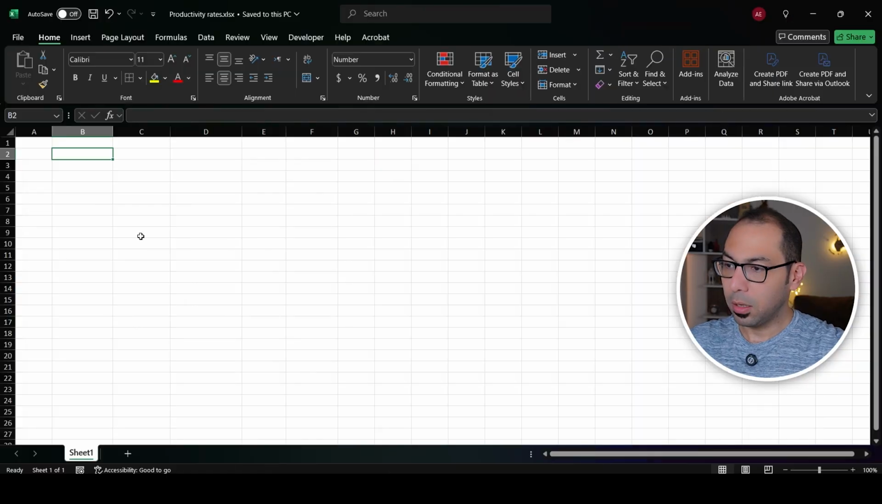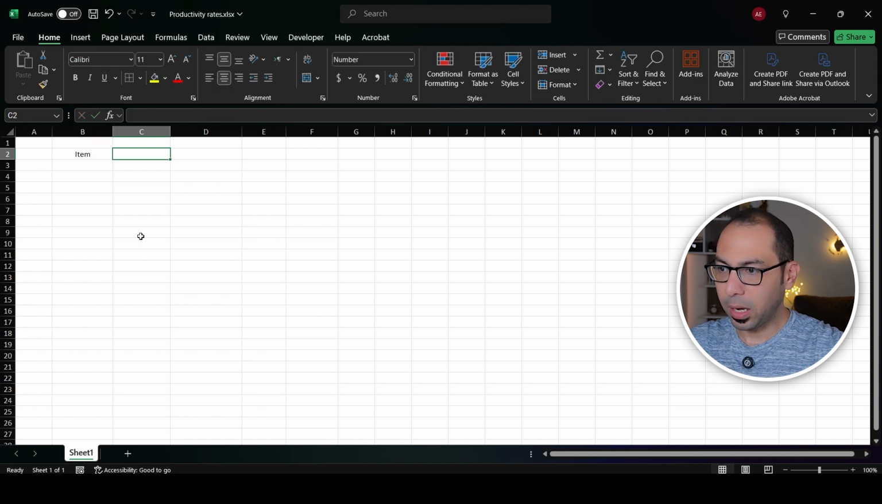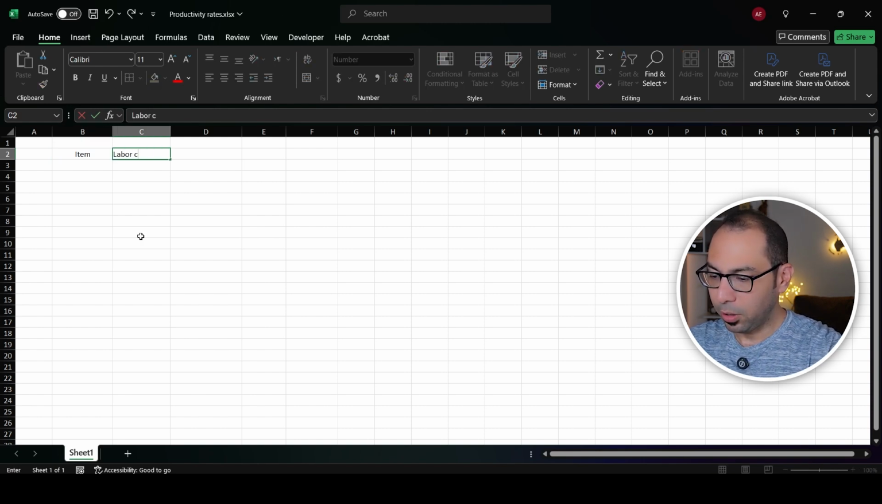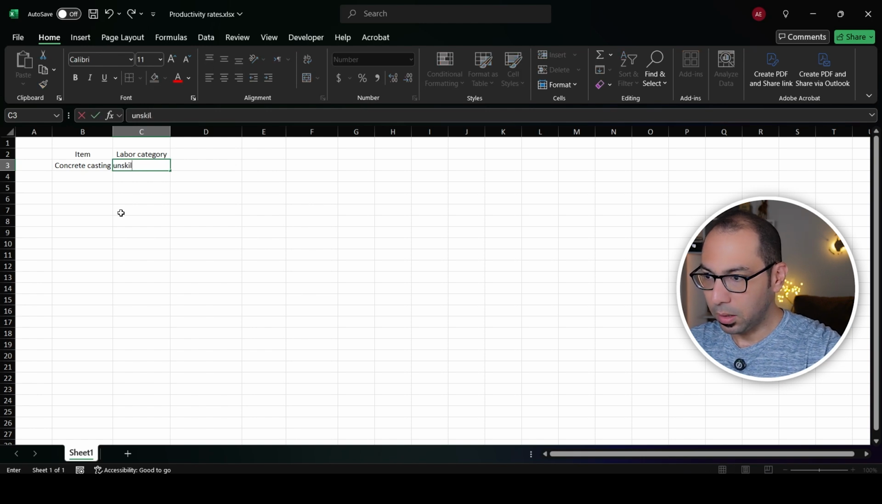So as we can see here on the screen, I am going to write here item. This is the item or the work that I am going to be doing, and what labor categories I need for this item. So labor category. The first item, let's start with concrete casting. And let's say for the concrete casting, I need unskilled laborers and I also need masons.